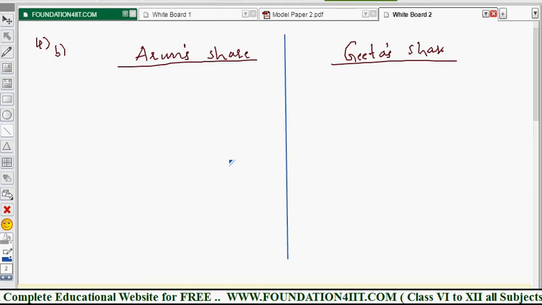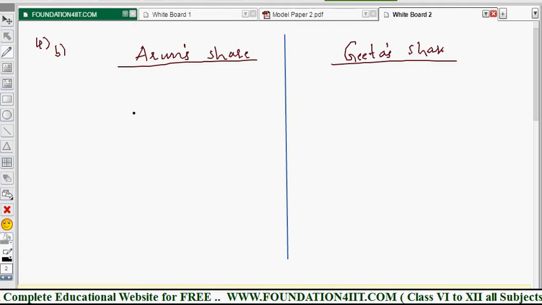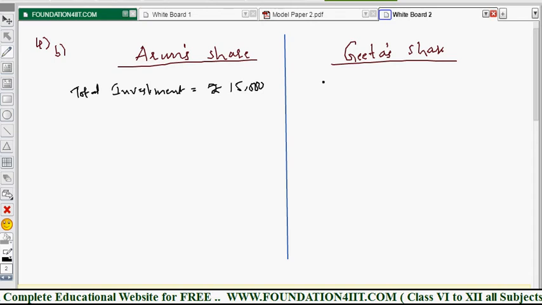Annual dividend is equivalent finally. Then if you observe the given values, here both are invested equally. So total investment is rupees 15,000, right? As per the question, invest 15,000 each, so both separately. Then same in total investment in this case also. Total investment is the same, rupees 15,000.